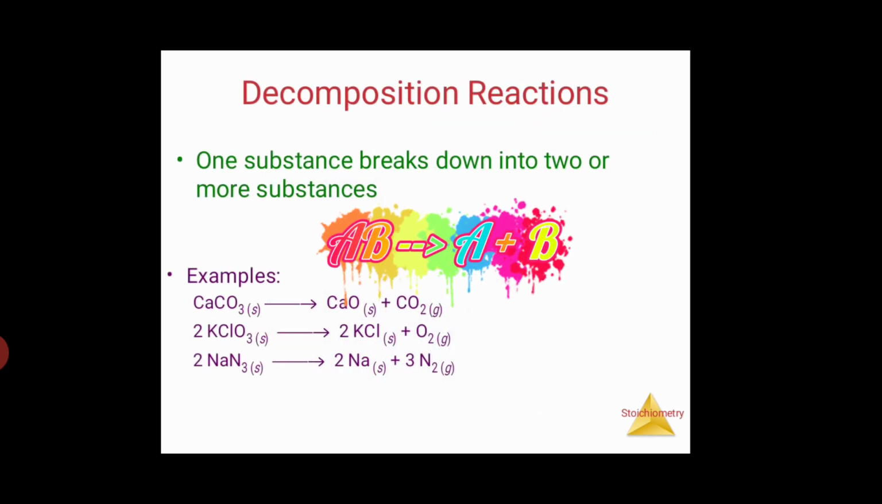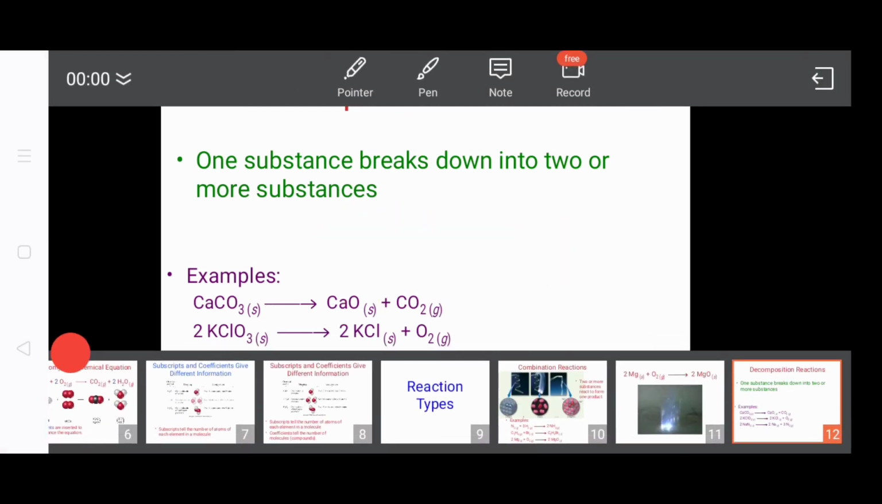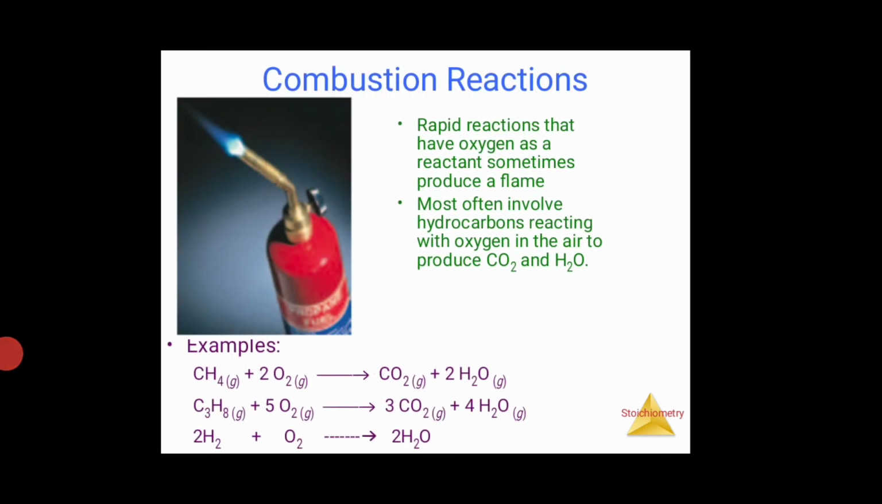Then next, we have the decomposition reaction. This is when one substance breaks down into 2 or more substances. For example, calcium carbonate, which is your chalk and is a solid, forms calcium oxide, which is also a solid, plus carbon dioxide gas. So this is an example of decomposition.